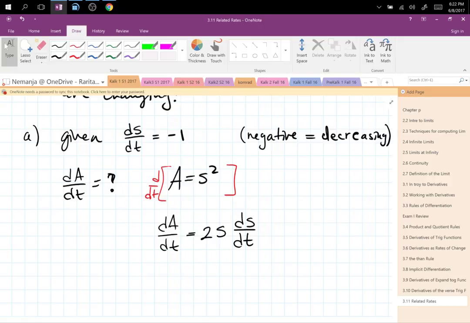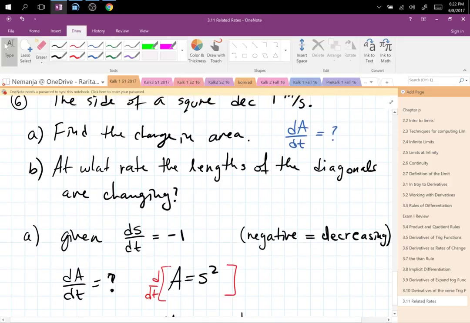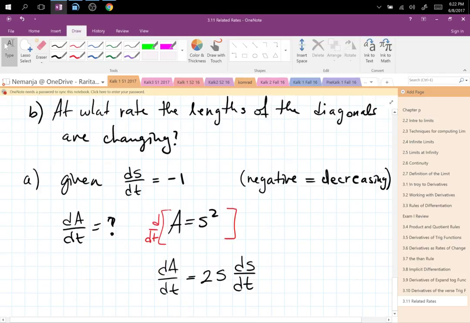Now, one part that I missed while I was reading is that for part A, they also tell us that S is equal to 5 meters. They also give us that in the text. So let me read the whole problem now. The sides of a square decrease in length at a rate of 1 meter per second. At what rate is the area of the square changing when the sides are 5 meters long? Five meters long. That means that S is equal to 5 meters.